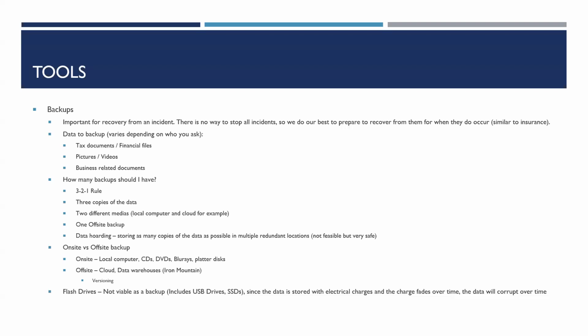So on-site versus off-site backups. There are tons of different media to use. Most people use USB drives, SSDs. They'll store stuff on their local computer, hoping nothing happens to it. Then offsite cloud data warehouses, stuff like Iron Mountain, which really isn't something that the consumer is going to use, but there are places out there where you can store all of your stuff on paper and put it somewhere.